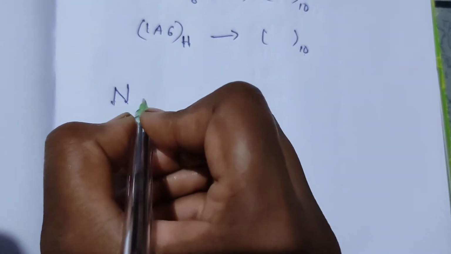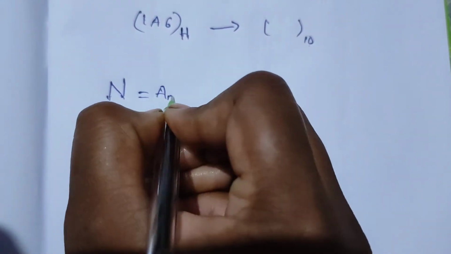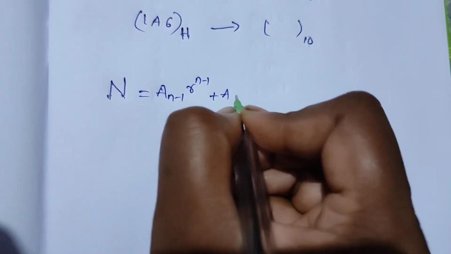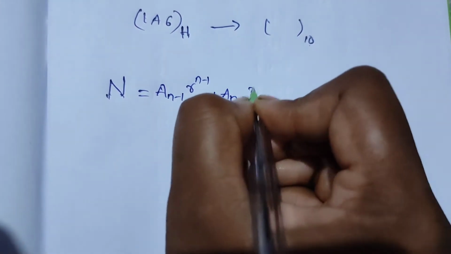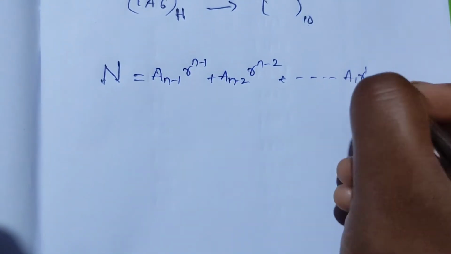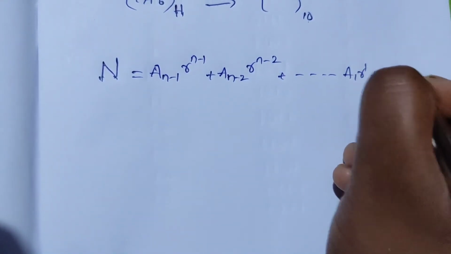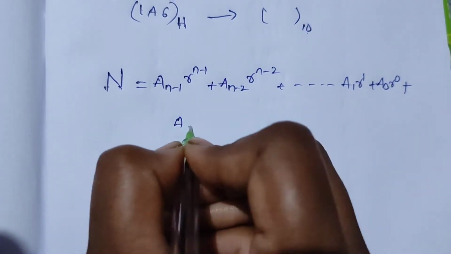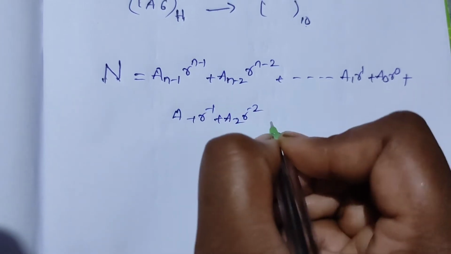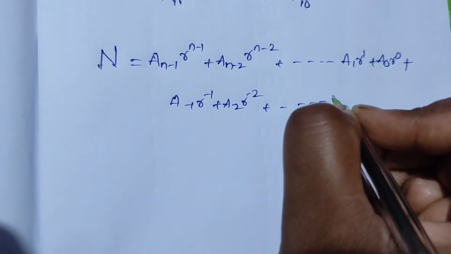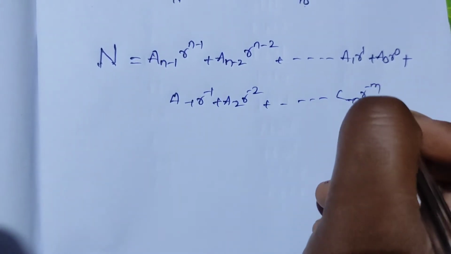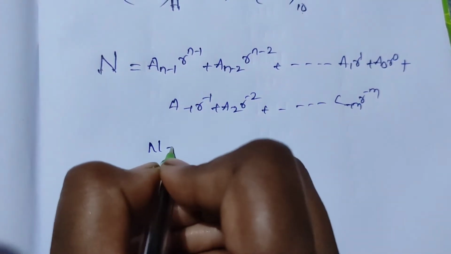So decimal number N is equal to a suffix n minus 1 r power n minus 1 plus a suffix n minus 2 r power n minus 2 plus and so on, a1 r power 1 plus a suffix 0 r power 0 plus a suffix minus 1 r power minus 1, a suffix minus 2 r power minus 2 and so on, a suffix minus m r power minus m. What is this N, a, r, we will see now.